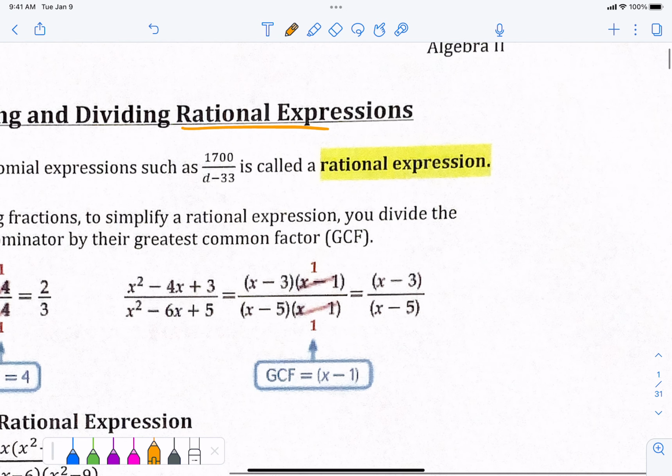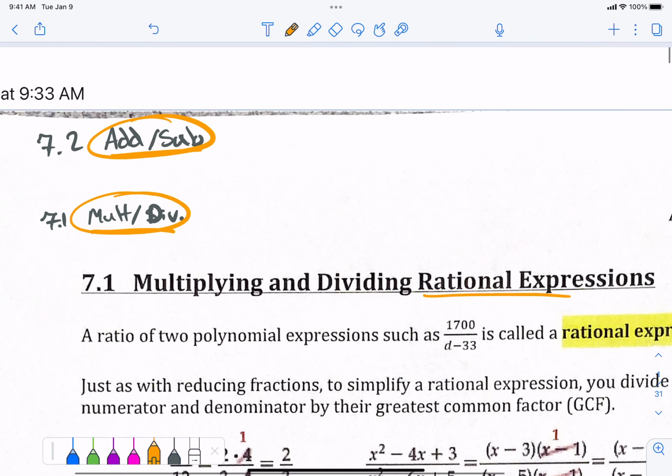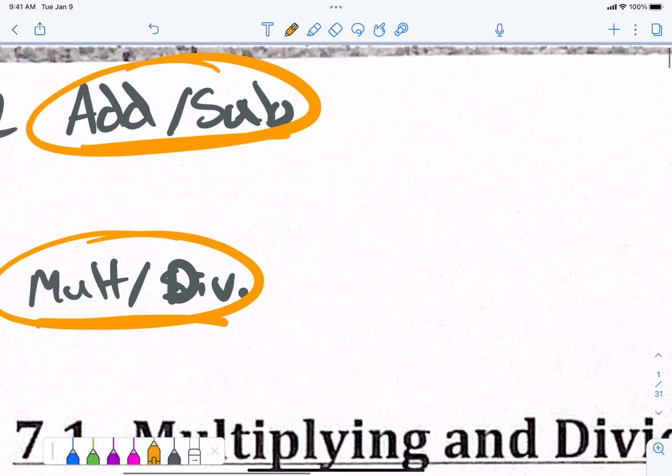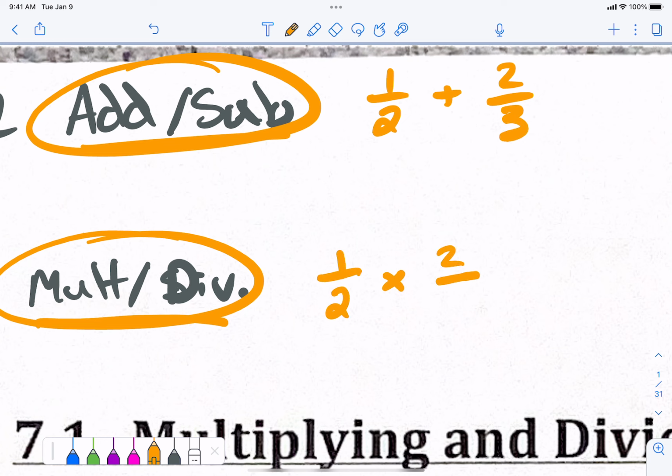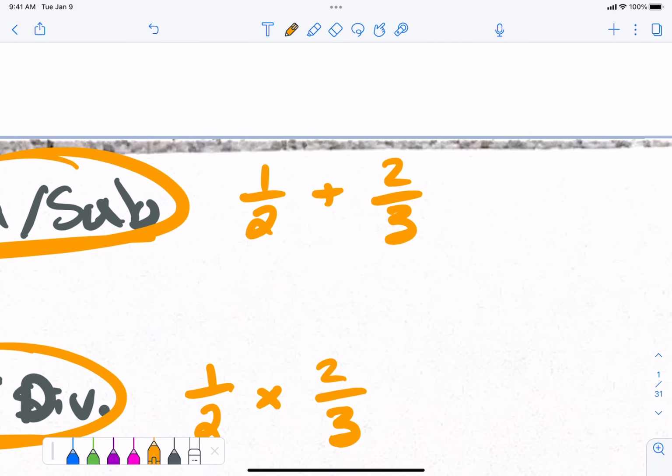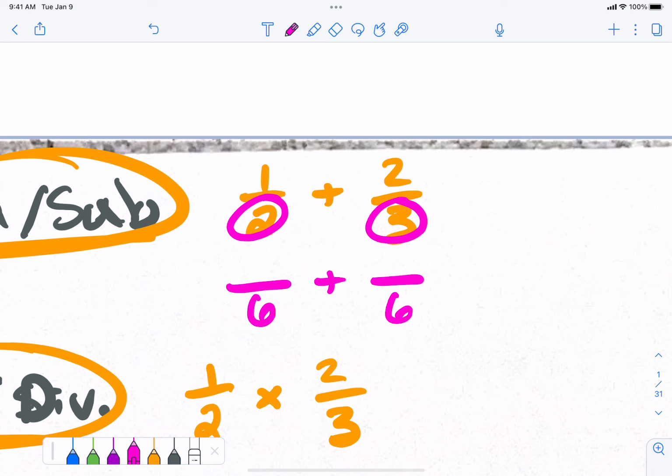Rational expressions are like fractions, basically. So let me give an example of why adding and subtracting fractions is harder than multiplying and dividing fractions, okay? So when we're adding and subtracting, like 1/2 plus 2/3 instead of 1/2 times 2/3, what do you have to do? You have to have the same denominator. So we have to change those. So 2 and 3, if those are my denominators, we're going to switch those both to be 6s. Okay, so 6 and 6, all right?